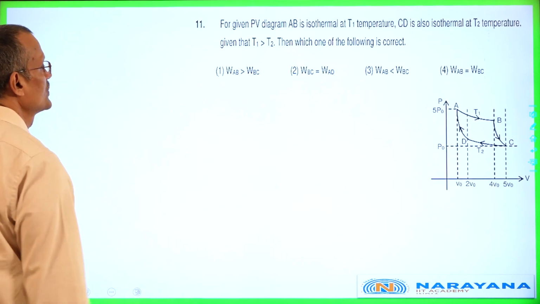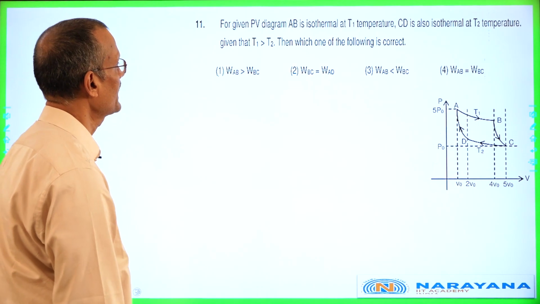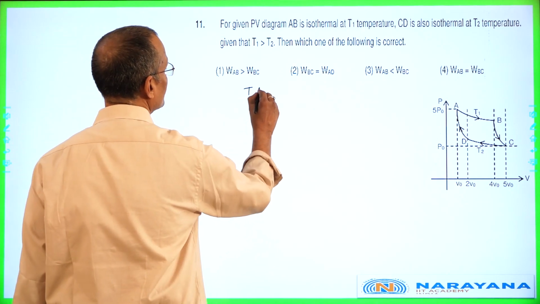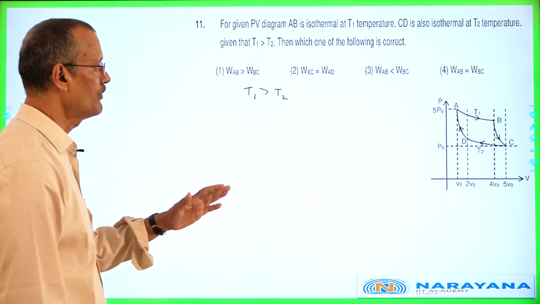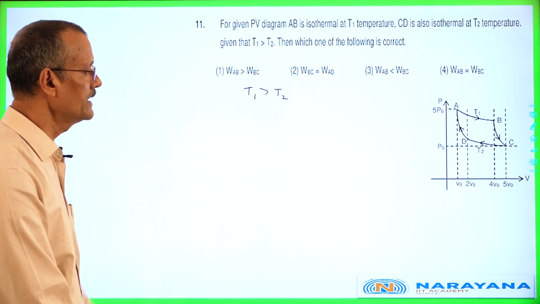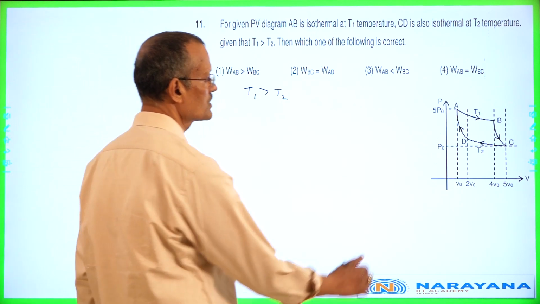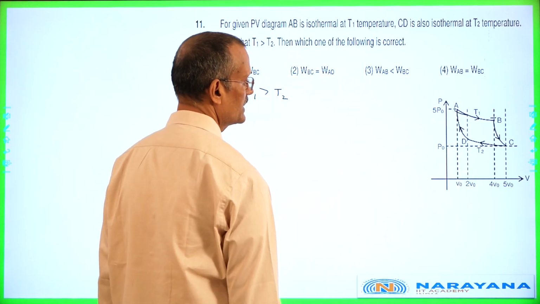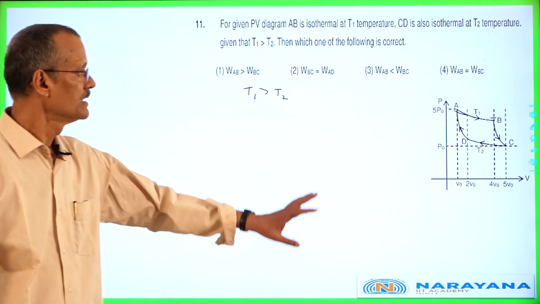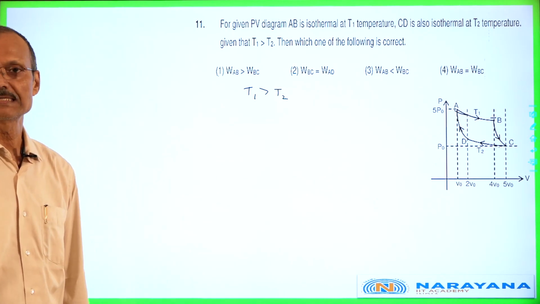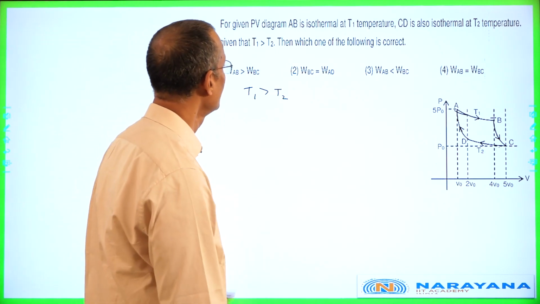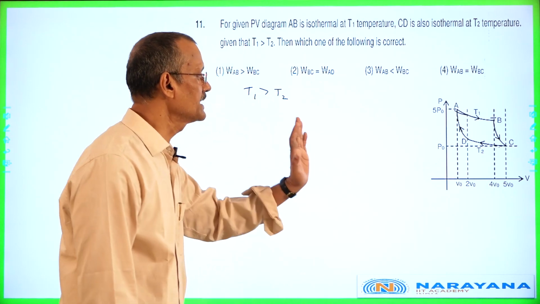Now, let us move to number 11. For a given PV diagram, AB is isothermal at temperature T1. T1 is greater than T2. If you go for work done, in a PV diagram you take the area enclosed. Undoubtedly, area enclosed by AB is much greater than area enclosed by BC or AD or CD. That is one way, just by seeing the PV diagram we can say, or you can go for RT log e V2 by V1.